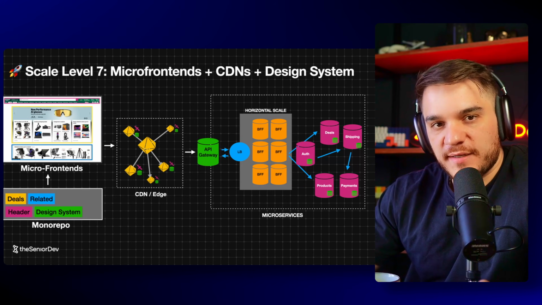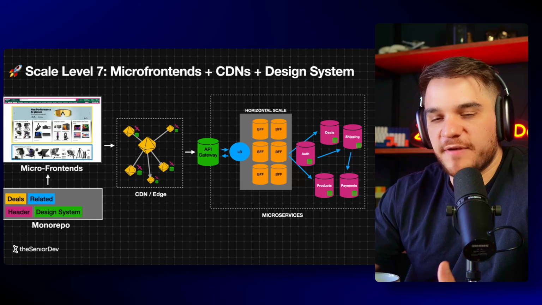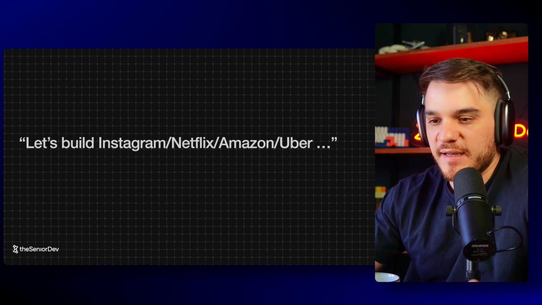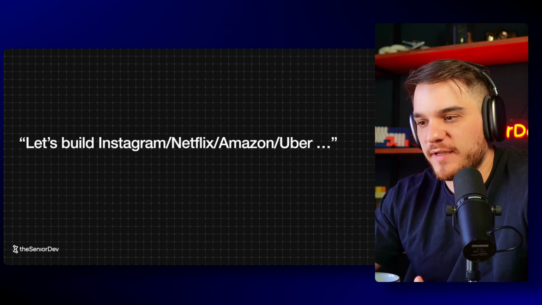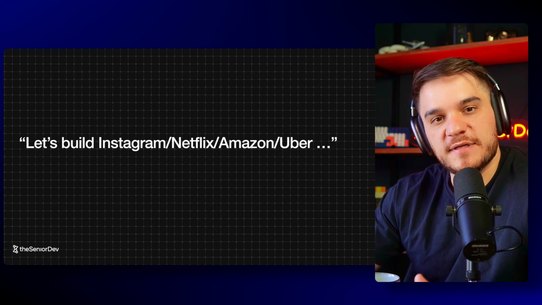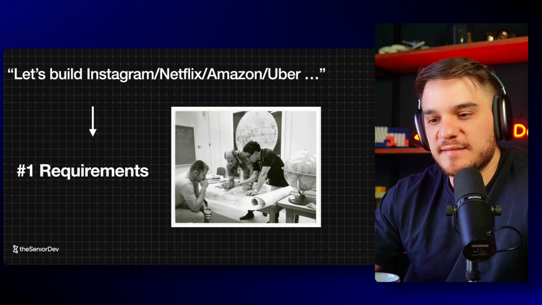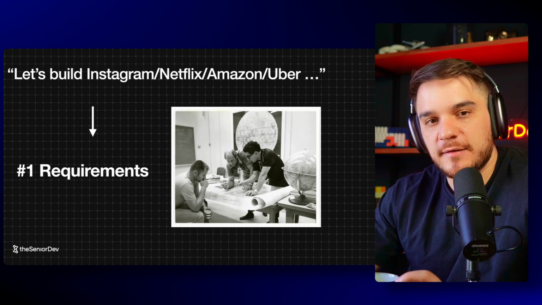Now, your typical front-end system design interview will start with a very broad statement with something like, hey, let's build Instagram or Netflix or Amazon or Uber. And the first thing you need to do is to break that statement into actual requirements.